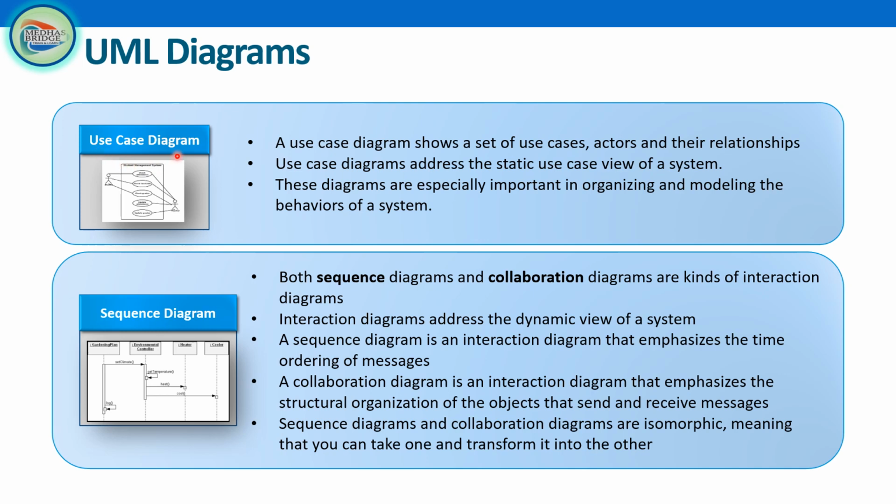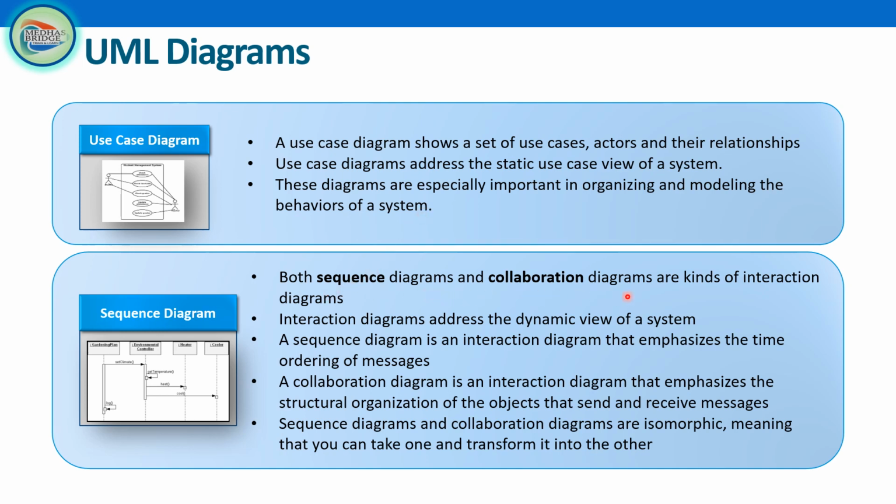Let's talk about use case diagrams and sequence diagrams. A use case diagram shows a set of use cases, actors, and their relationships. Look at this. All the ellipse, oval symbols are the use cases, which are defined within the system. This is a boundary. These are the actors which are interacting with the system using these use cases. A use case diagram addresses the static use case view of the system. These diagrams are especially important in organizing and modeling the behavior of the system.